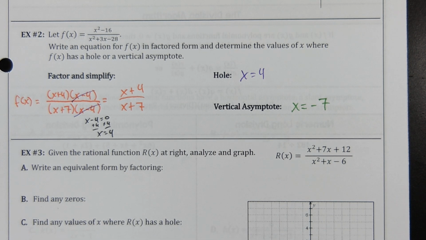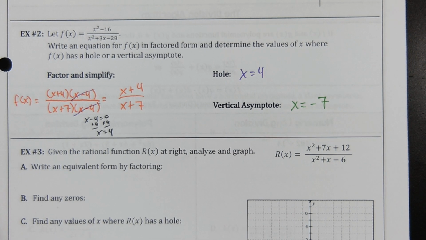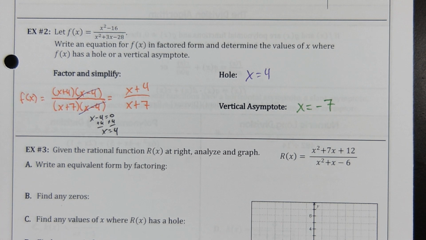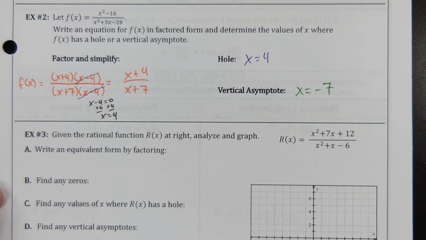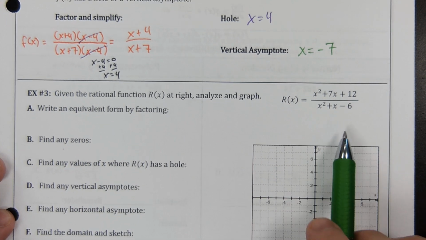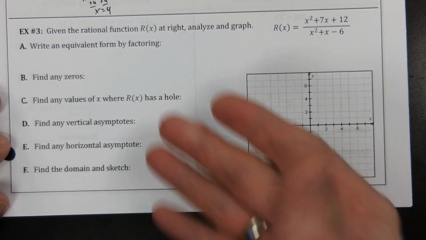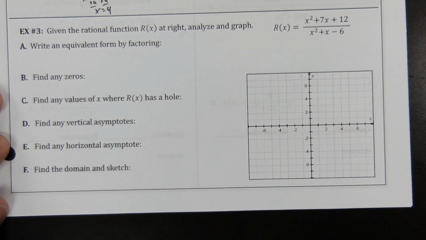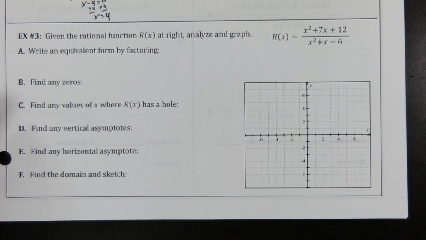All right. Let's put our skills from the entire sections, like 8, 9, and 10, together then, and do example 3. Example 3 says, factor, simplify, and do all this stuff, including a sketch. Write an equivalent form by factoring.